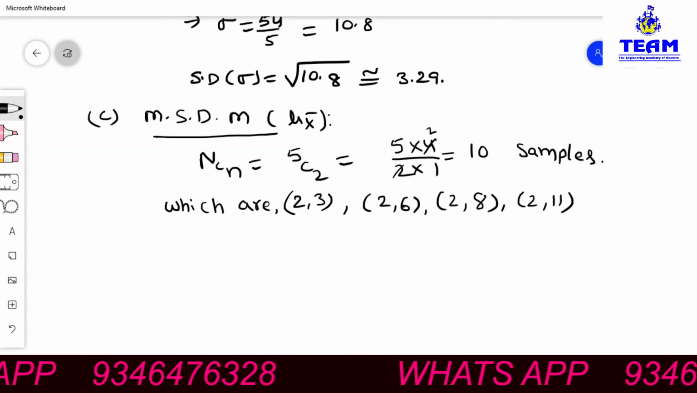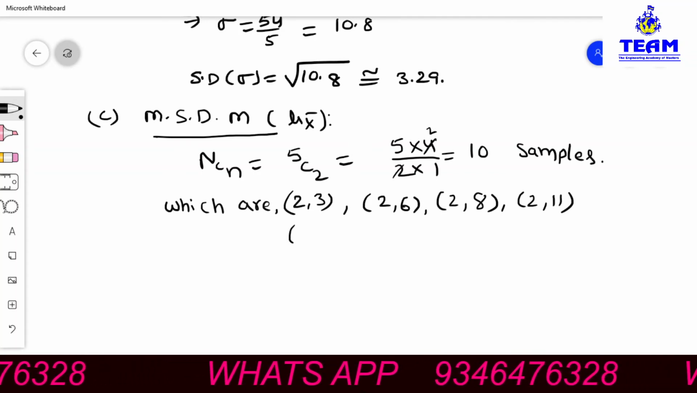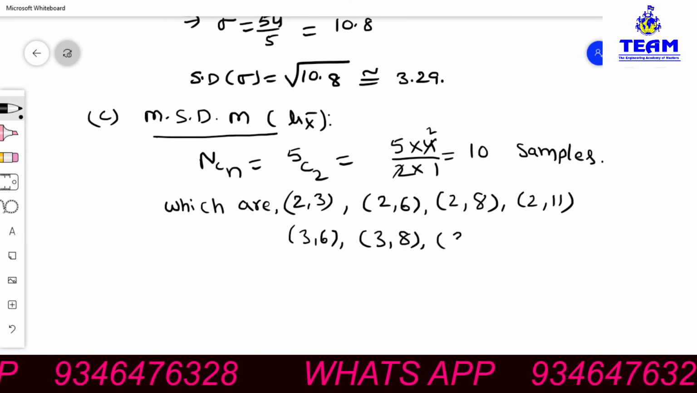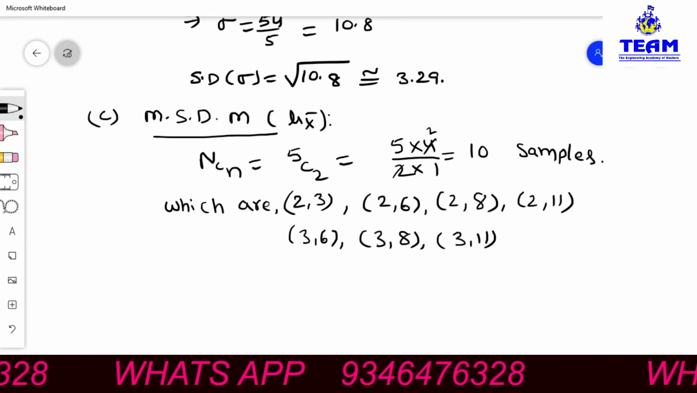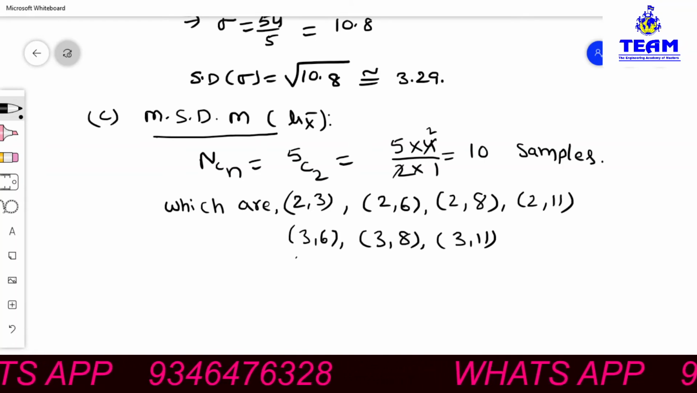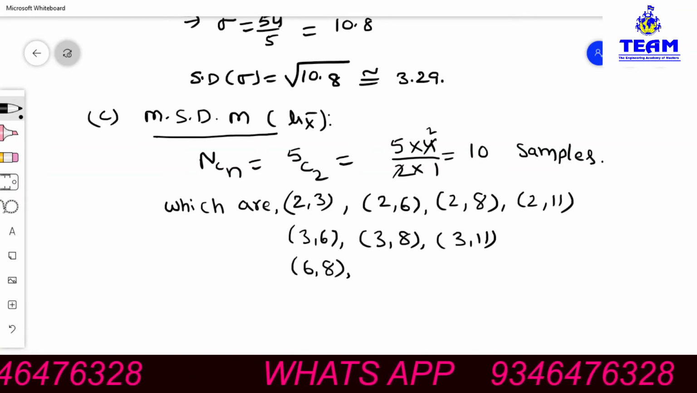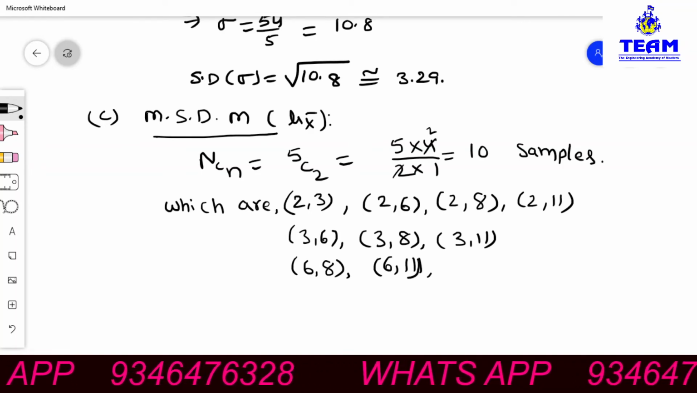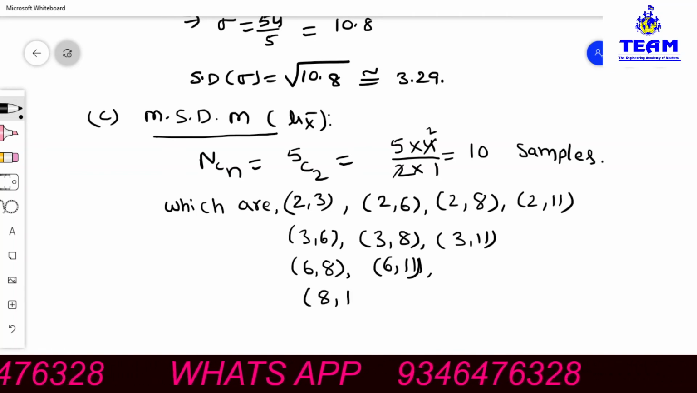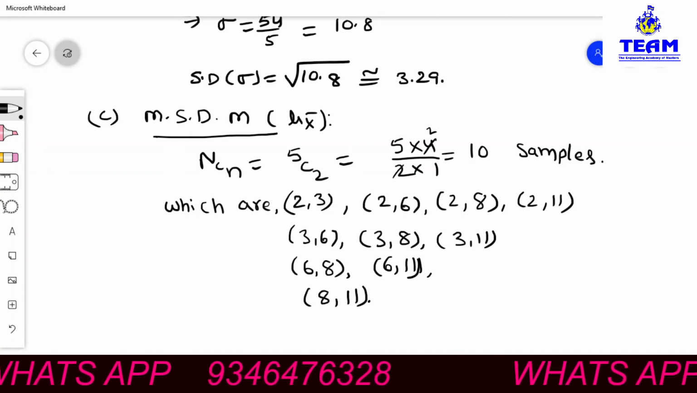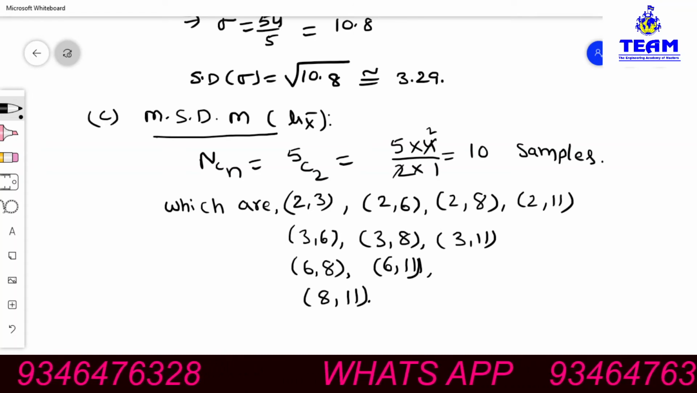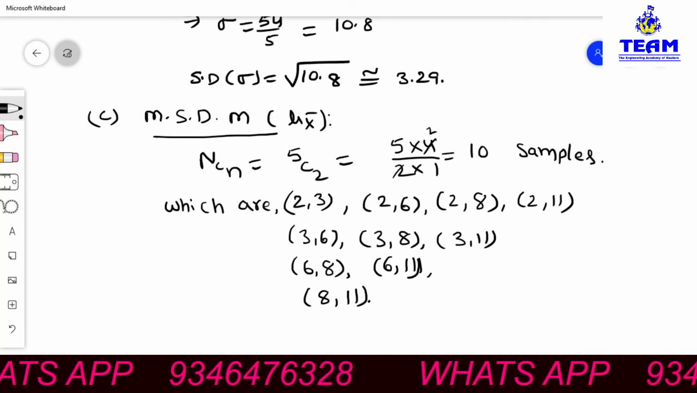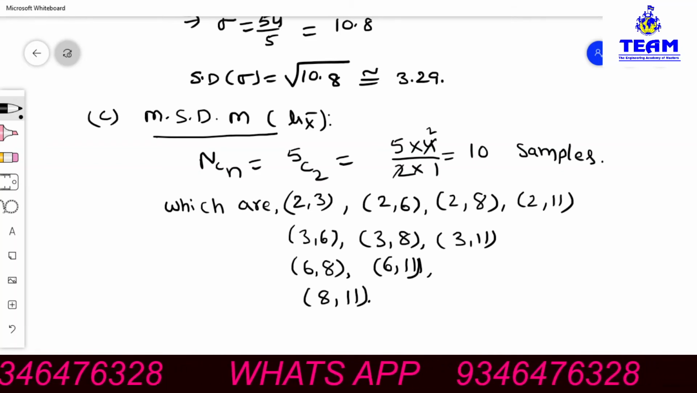In the same way, we start from 3: we have 3 comma 6, 3 comma 8, 3 comma 11. Again we start with 6: 6 comma 8, 6 comma 11, and lastly we get 8 comma 11. By this counting we get 1, 2, 3, 4, 5, 6, 7, 8, 9, 10. So the number of samples of size 2 is 10.